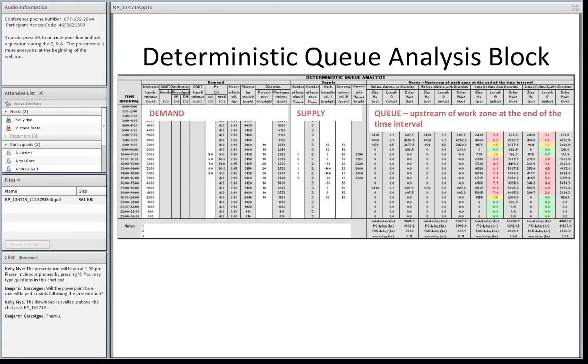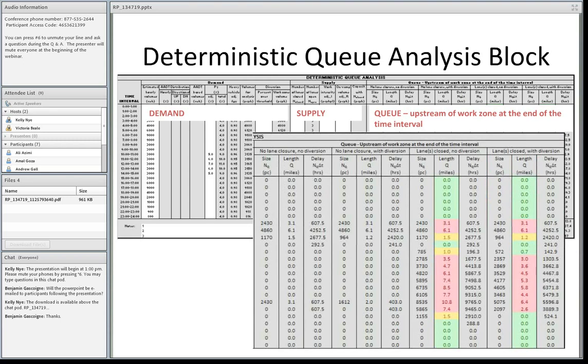And we're just going to zoom in on the analysis block to show what is actually calculated here. It is the size of the queue, and that is given in the number of passenger cars. Those are the folks all waiting to go through the work zone. And the length of that queue, so we're just making an adjustment from the number of vehicles in there to a distance that they're occupying on the roadway. And then the delay. So this is a delay to those vehicles that are sitting waiting to be serviced. And these are all calculated for each hour within the 24-hour period.